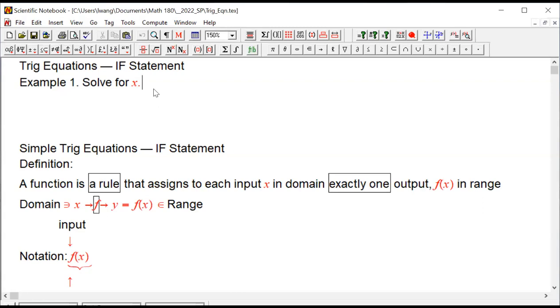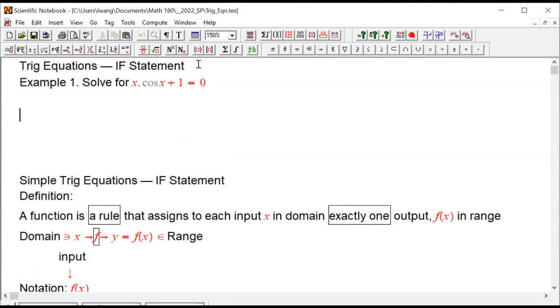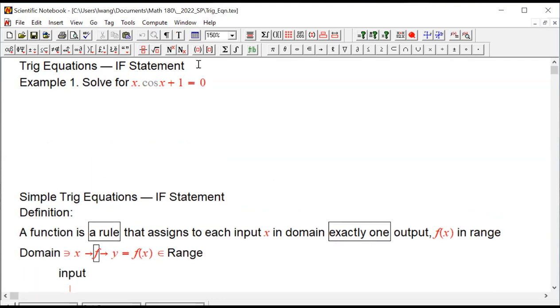And the example we have here is cosine x plus 1 equals 0. So how do we solve it?